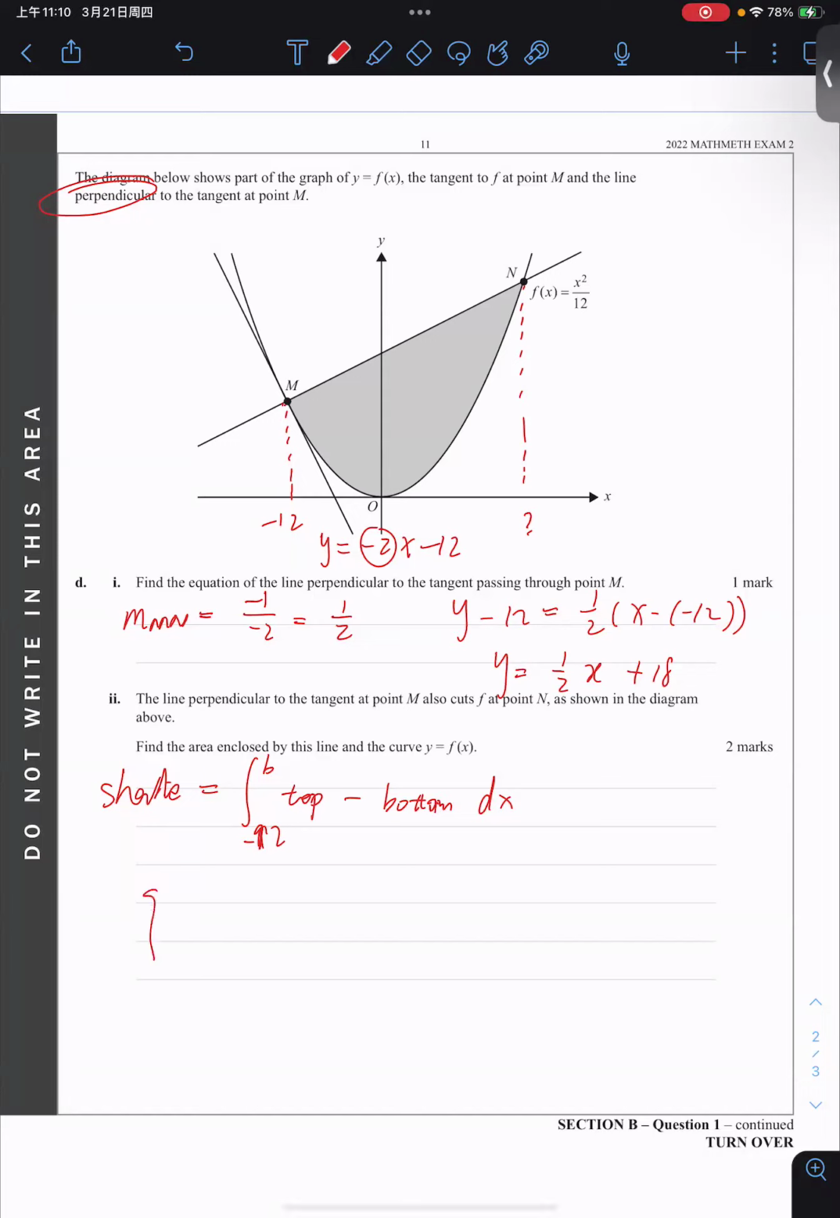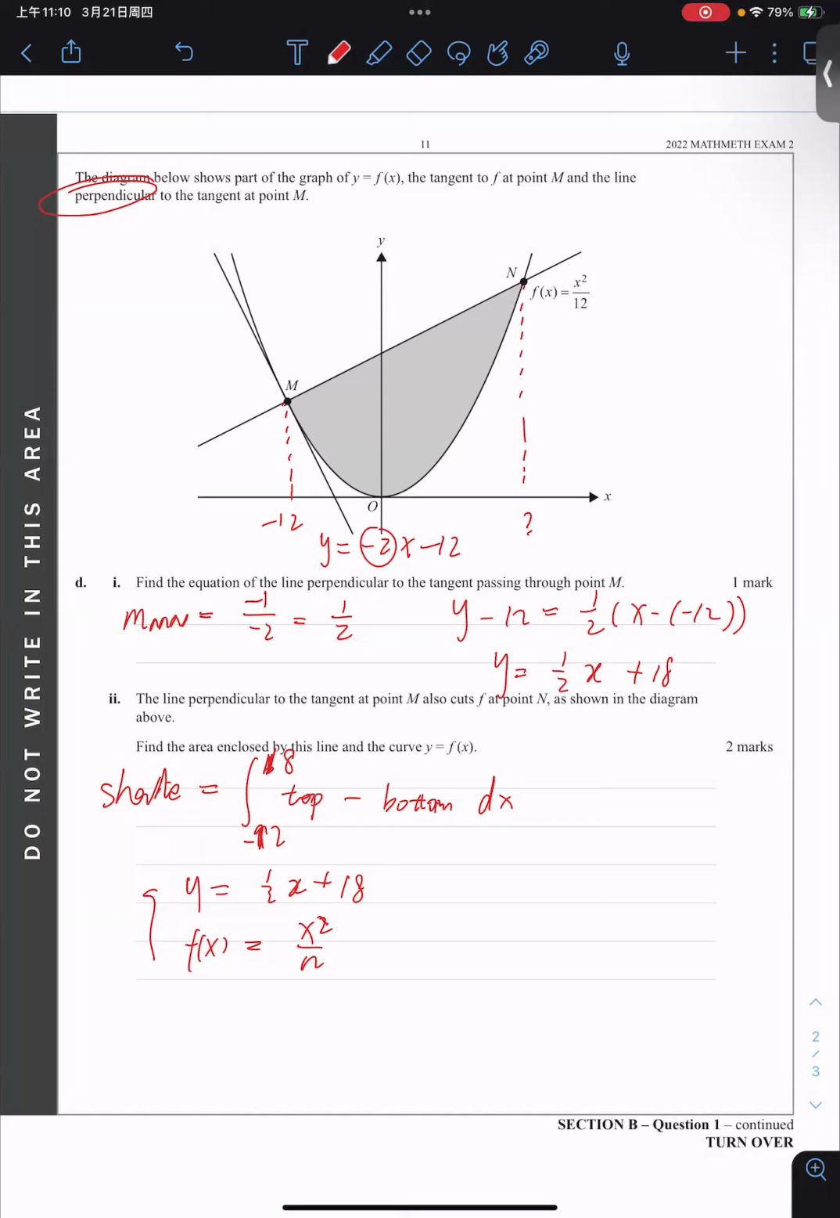Using simultaneous equations, the straight line with f(x) equal to x squared over 12. And then you can have your two solutions. One of the solutions is -12, and the other solution would be 18. And that would be the x value for N. Now we can substitute the useful information.